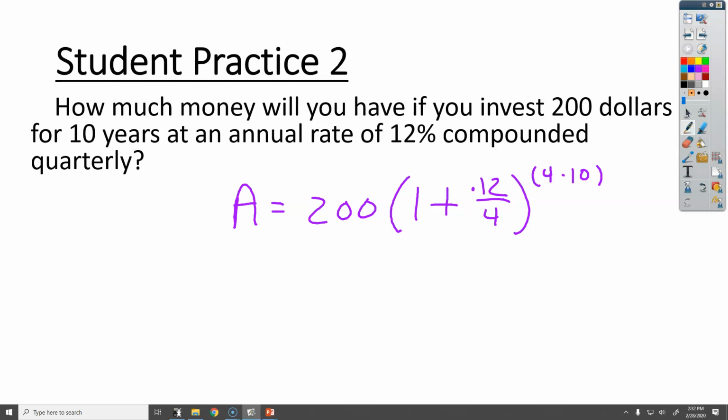There you go. All right, so there's your setup, you guys. The one thing you want to watch out for is because it's compounded quarterly, that means N equals 4, okay?